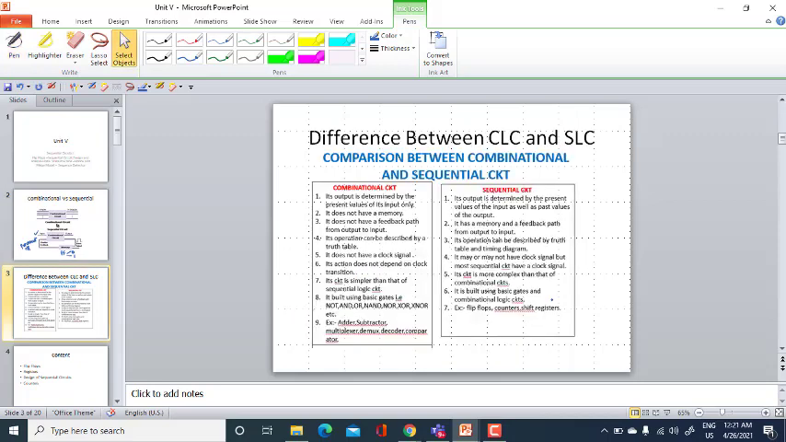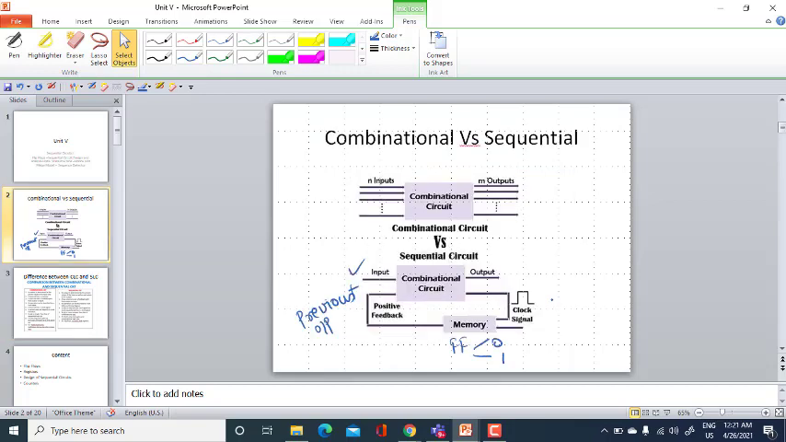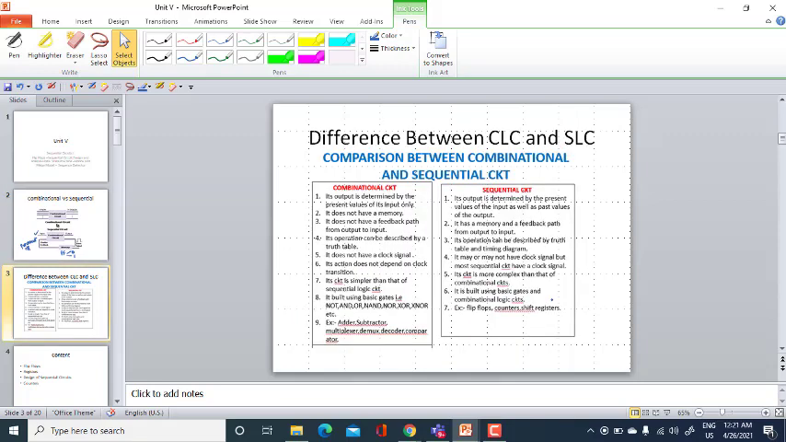So let us differentiate between the combination logic circuit and the sequential logic circuit. In a combination logic circuit, the output is determined by the present values of input only, that we know, right? And the combination logic circuit does not have a memory, that is what was drawn in the previous slide. It does not have a feedback path. Only if you have memory, you need a feedback path. Its operation can be described by the truth table.